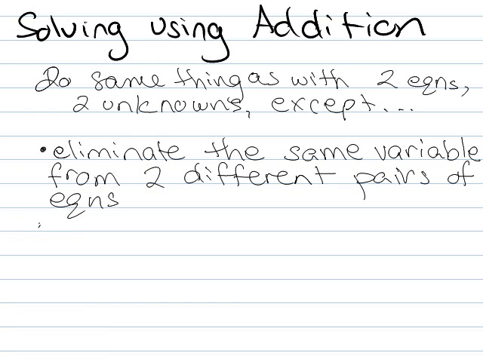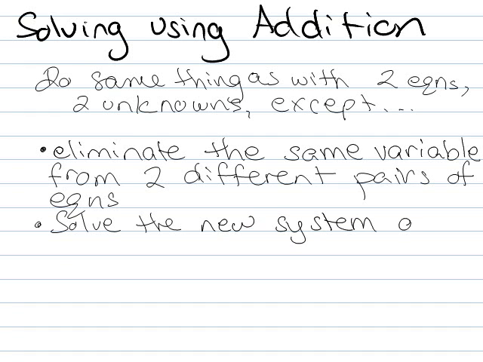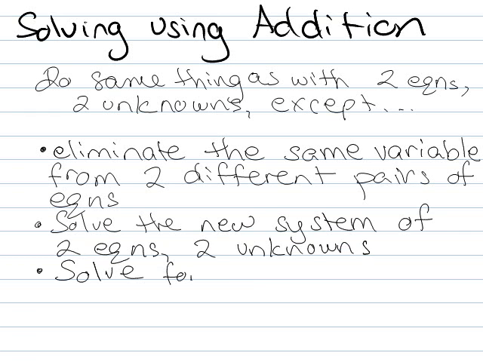And then we're going to have two equations and two unknowns, which is something we already know how to solve. So then solve this remaining system, or the new system, of two equations and two unknowns. And once you have that, solve for the last, or the remaining, variable.